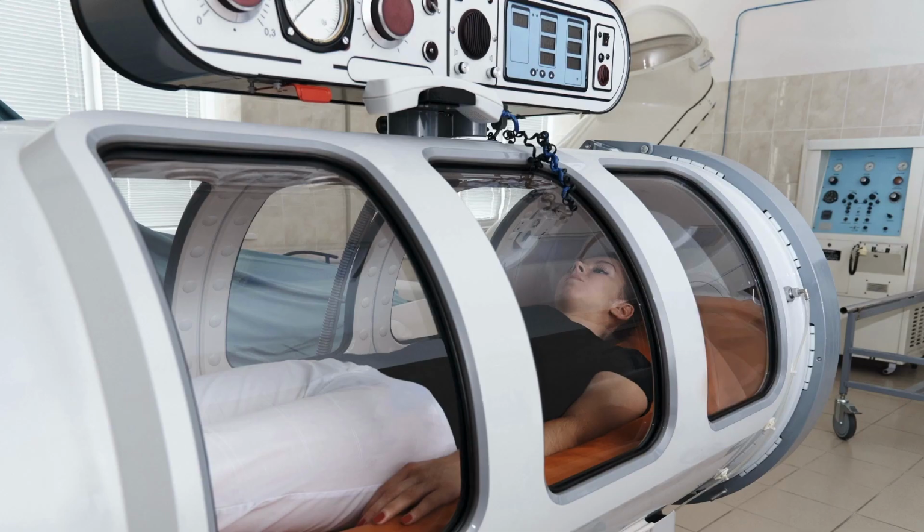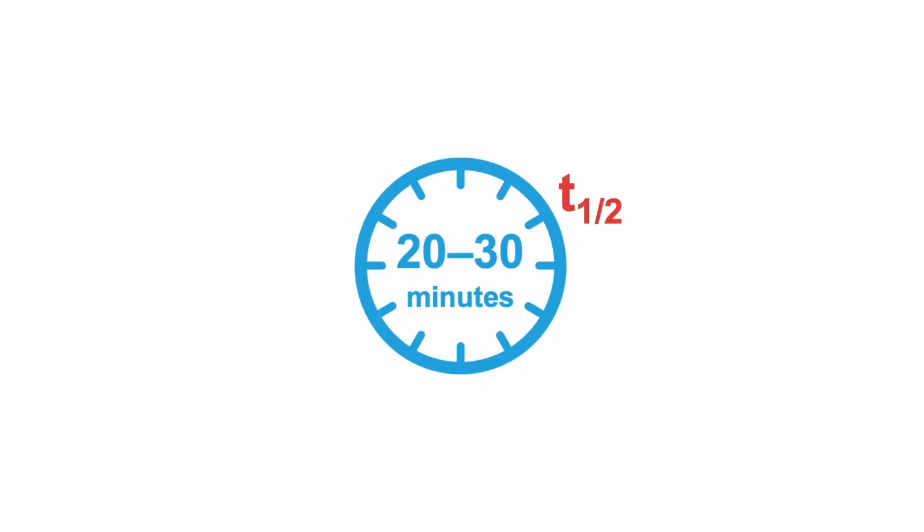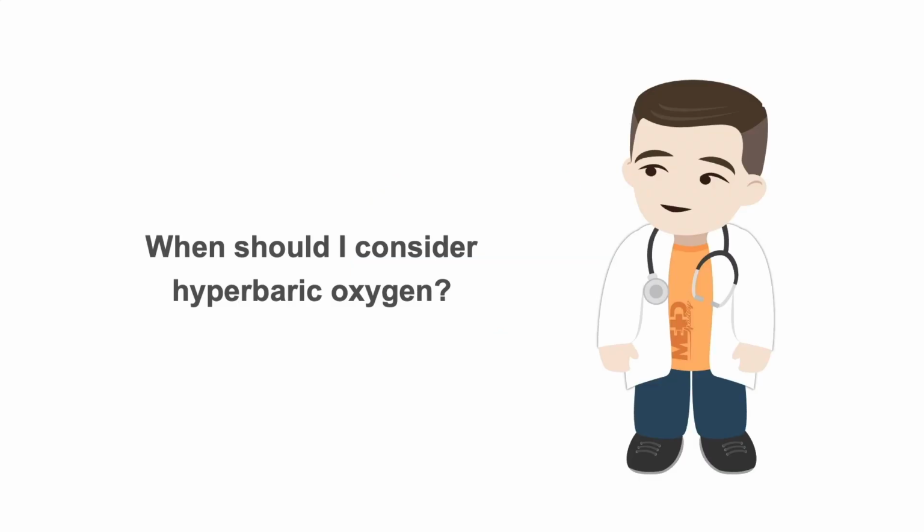For patients with severe toxicity, hyperbaric oxygen is a life-saving treatment. This involves placing the patient into a sealed chamber that provides oxygen at a higher pressure than that in room air. This further decreases the half-life of carbon monoxide to 20 to 30 minutes. So when should you consider hyperbaric oxygen?